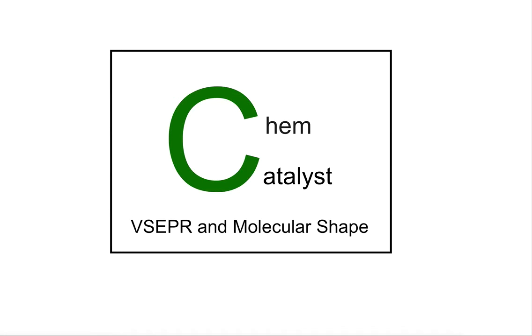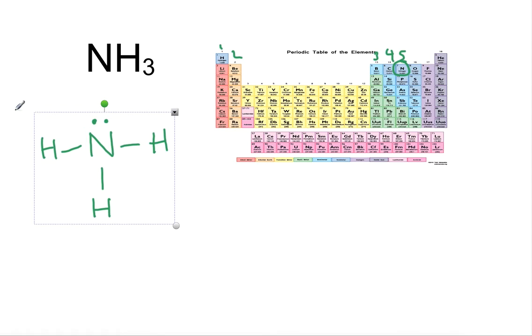This Chem Catalyst video is on VSEPR and molecular shape. If you look at this Lewis structure for NH3, you can see that it's limited in what it tells us about the molecule. It obviously tells us some good information.